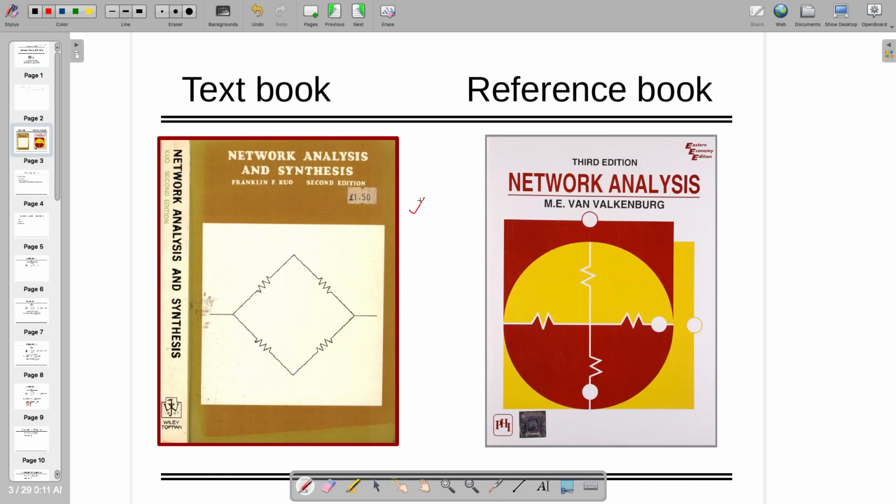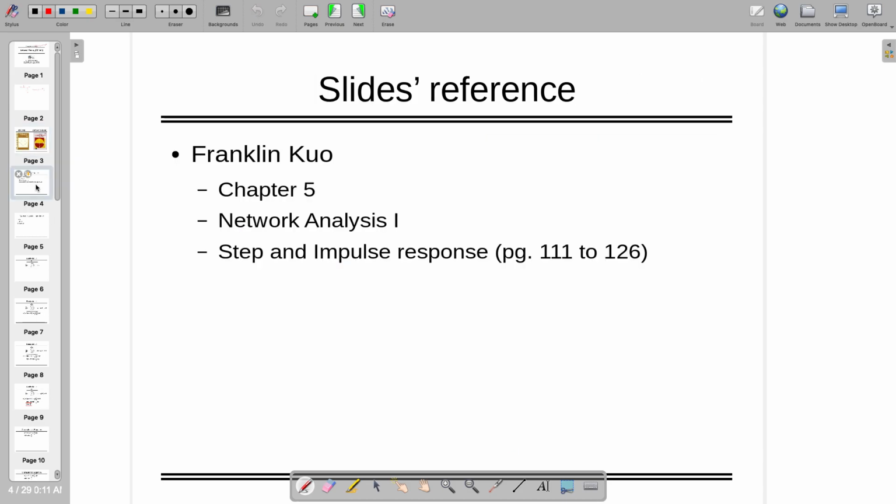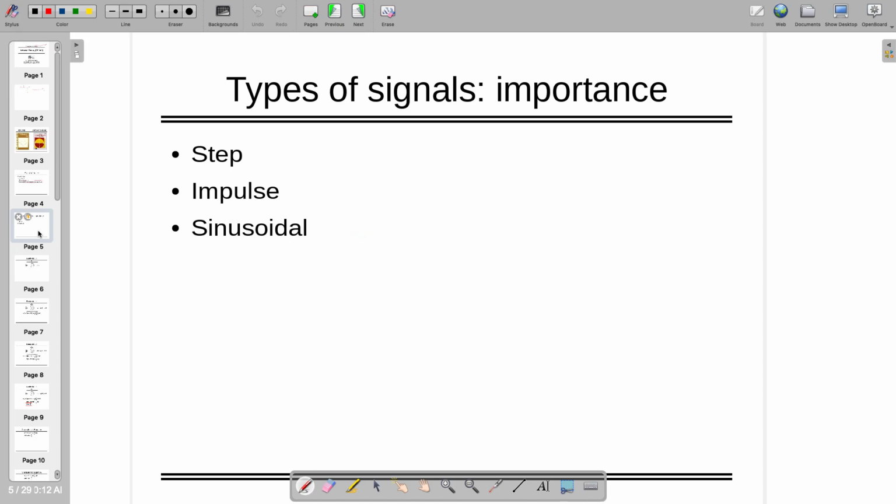So same book. I am following this first book, and all the things have been copied from page number 111 to 126. Okay. So the numericals and all these things I drop them so that I can cover the things in like 50 minutes. Okay.